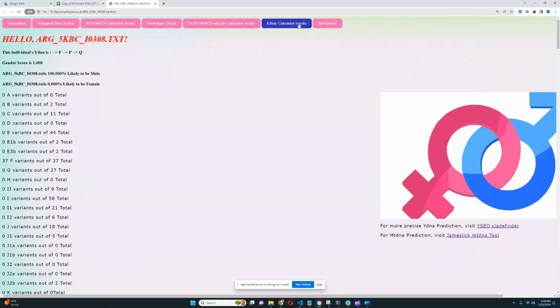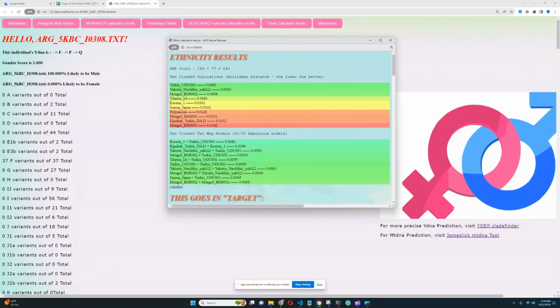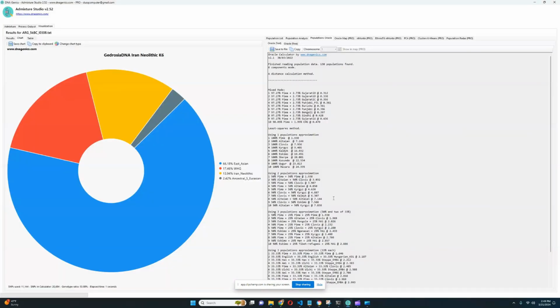Let's look at what he scores for the ethnic calculator results. So here, with my trait predictor, he is actually closest to Turkic individual UGU001. There is definitely a connection between the Turkic people and the Native Americans. It's a very well-known connection, both from ancient North Eurasian and Eastern Eurasian ancestry. And Native Americans do resemble Turkic people in everything from phenotype to even their languages have some similarities to Turkic languages.